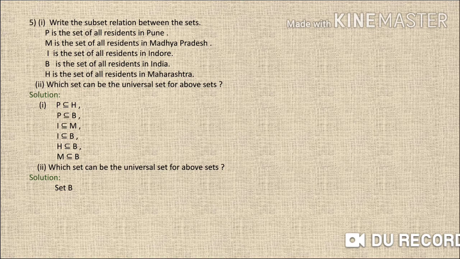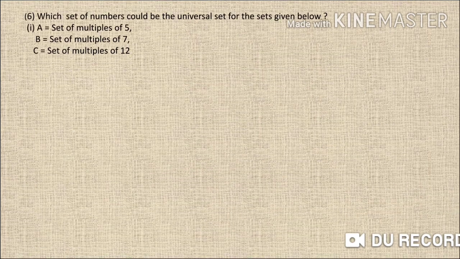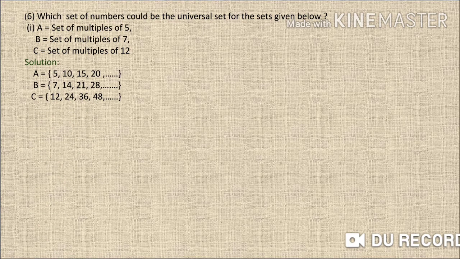Same question number 2: which set can be the universal set for the above sets? See, set B is a superset of the above sets. Sixth one: which set of numbers could be the universal set for the sets given below? Set A is the set of multiples of 5, set B is the set of multiples of 7, set C is the set of multiples of 12.